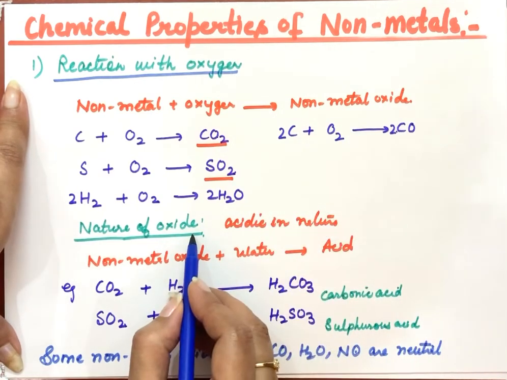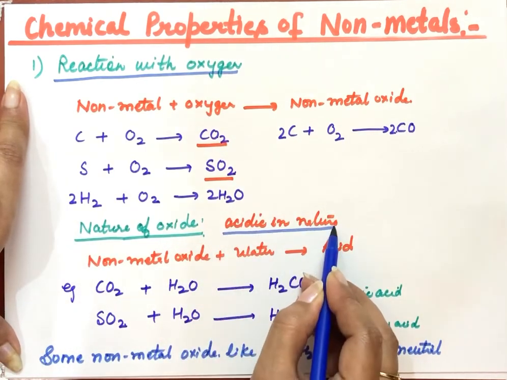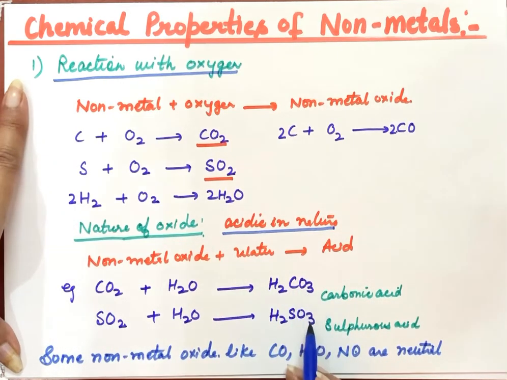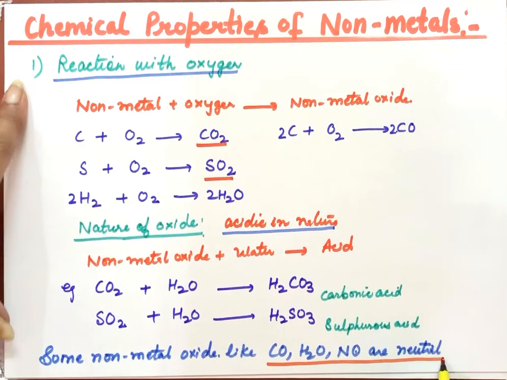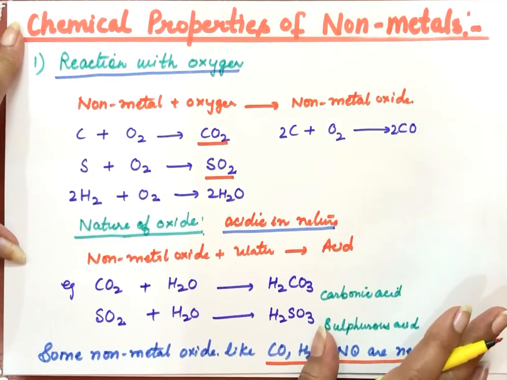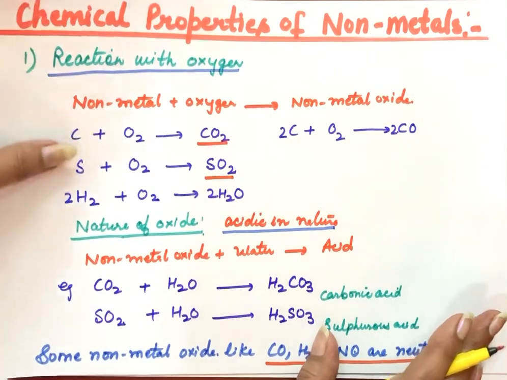Then most of these nonmetal oxides are acidic in nature, like carbon dioxide and sulfur dioxide, because they form acid when water is added to these nonmetal oxides. But some nonmetal oxides like carbon monoxide, water, and NO are neutral in nature. They do not show acidic or basic behavior. So this is the first chemical property of nonmetals.